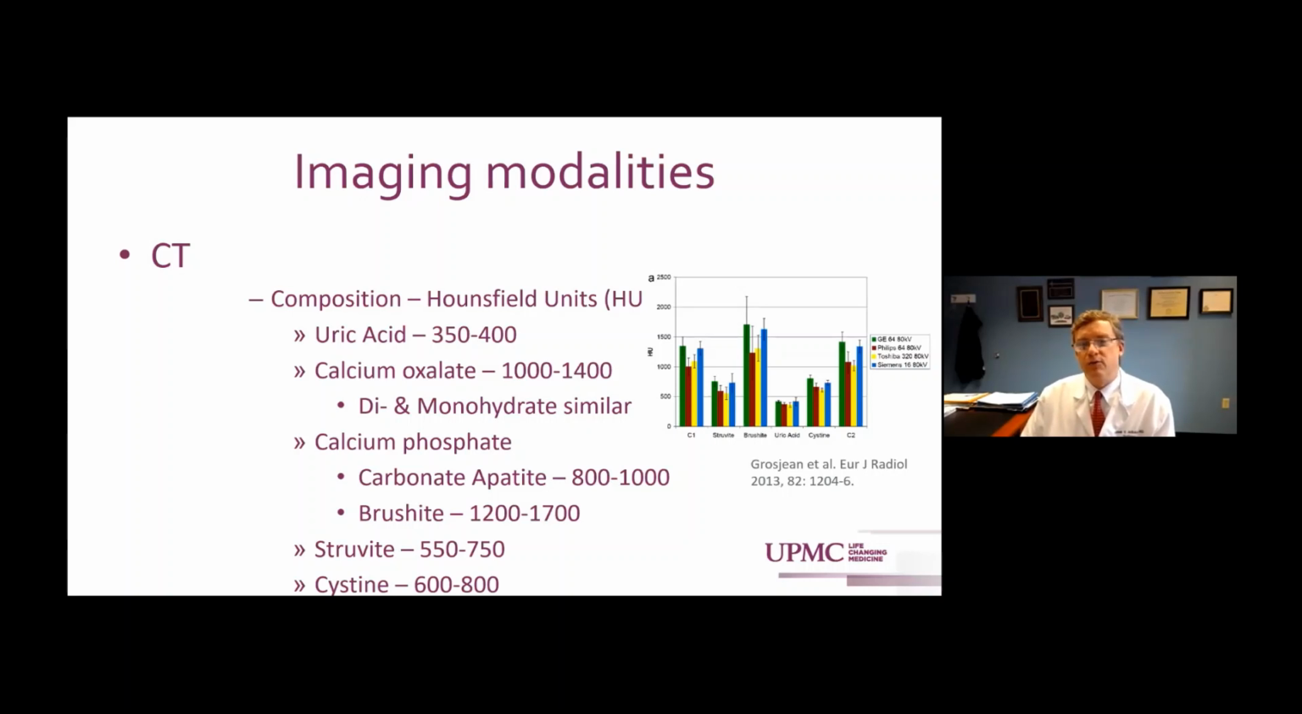Both di- and monohydrate were similar, although I will tell you, certainly anecdotally, we see that the dihydrate crust around the denser monohydrate can look, when you're measuring it, to be a little less dense. Calcium phosphate stones, which come in a couple different types, carbonate apatite and brushite, are also on that higher range, 1,000 plus often. The brushite stones really are the ones that are by far the highest. And then struvite and cysteine stones are kind of in the middle, not nearly as low as uric acid, but lower than the others, typically lower than the classic calcium-based stones.